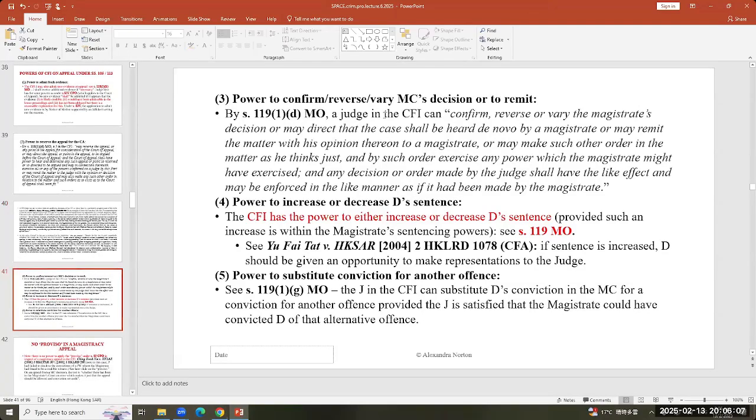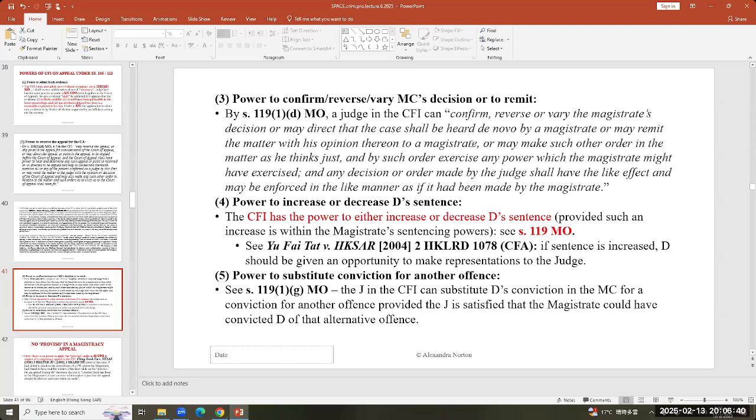The judge in the CFI can confirm the magistrate's decision. In other words, uphold the original decision, right? So dismiss the appeal. Or he can reverse or vary the decision, or direct that the trial be heard de novo by the magistrate, in other words, a retrial, or he can remit it with his opinion to the magistrate and direct the magistrate to make such order as he thinks just.